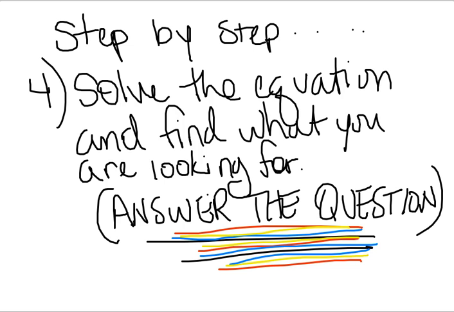So step 4 is to solve the equation and then figure out what it was you were looking for. So you want to make sure that you answer the question that was asked. Did they ask you for the number of women or the number of men? Did they ask you for the number of voters or the number of non-registered voters? You need to pay attention to what the question is and then make sure that you answer the question.